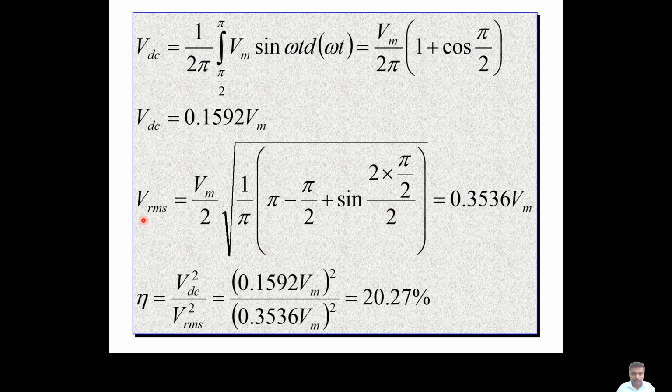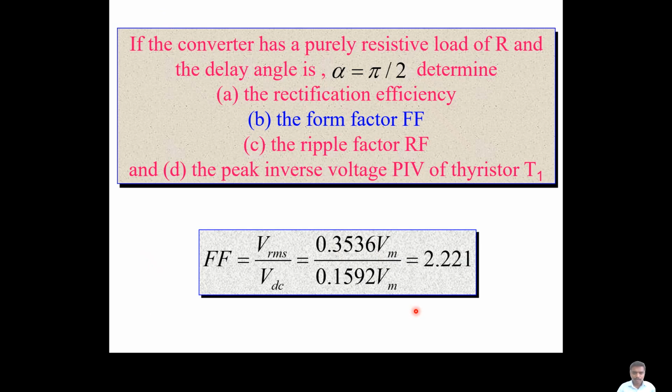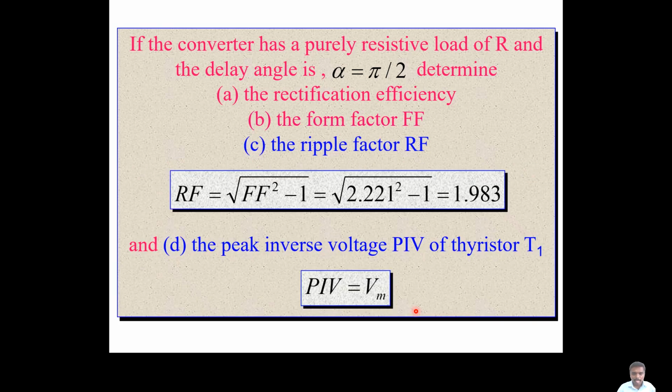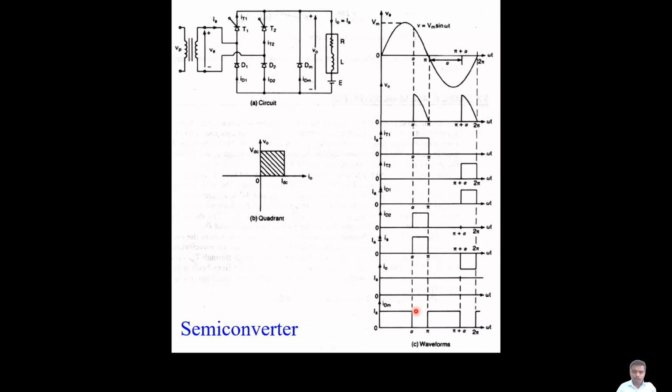Then we have to calculate Vrms, and efficiency can be given as Vdc square divided by Vrms square. So we can get the efficiency as 20.27%. In the same problem we have to find the form factor. Form factor is Vrms by Vdc, so it is 2.221. Next, ripple factor is the square root of form factor square minus 1. Since we have already found the form factor, we have to substitute it. The last one is the peak inverse voltage, which is Vm. Vm is root 2 into Vs.